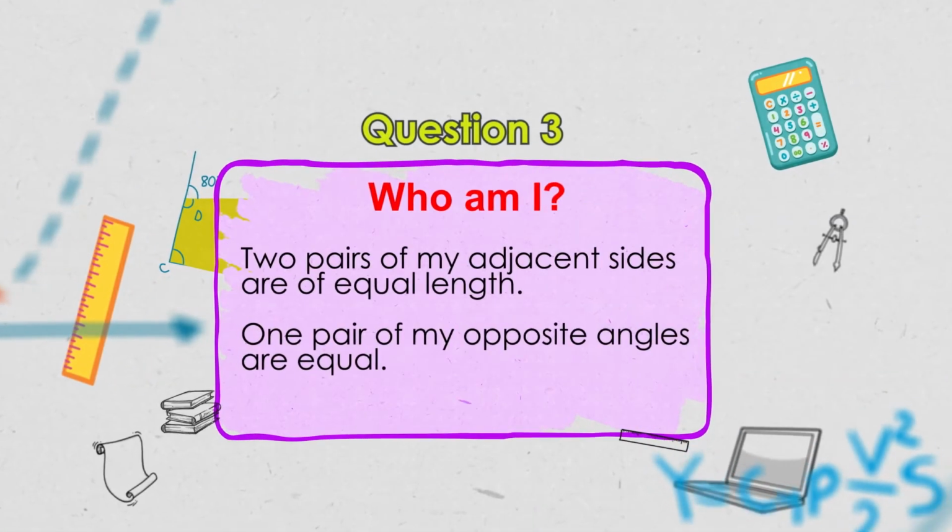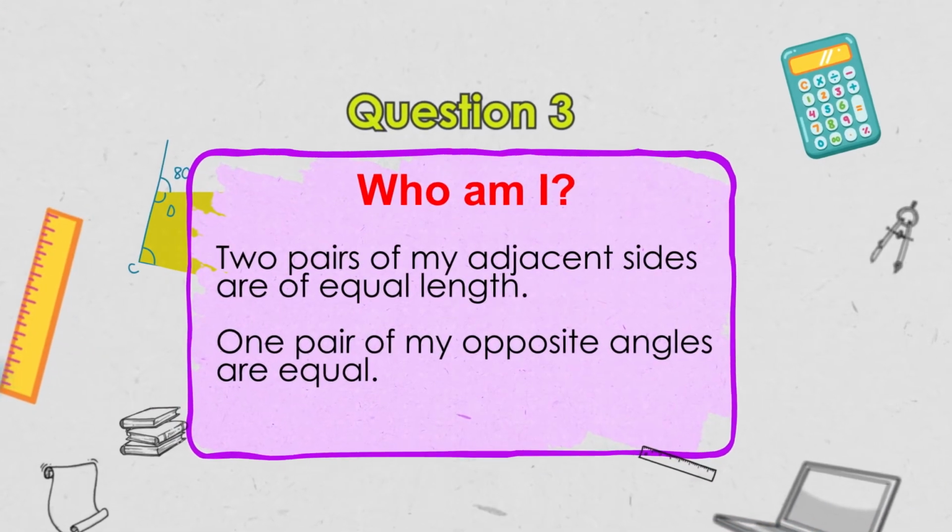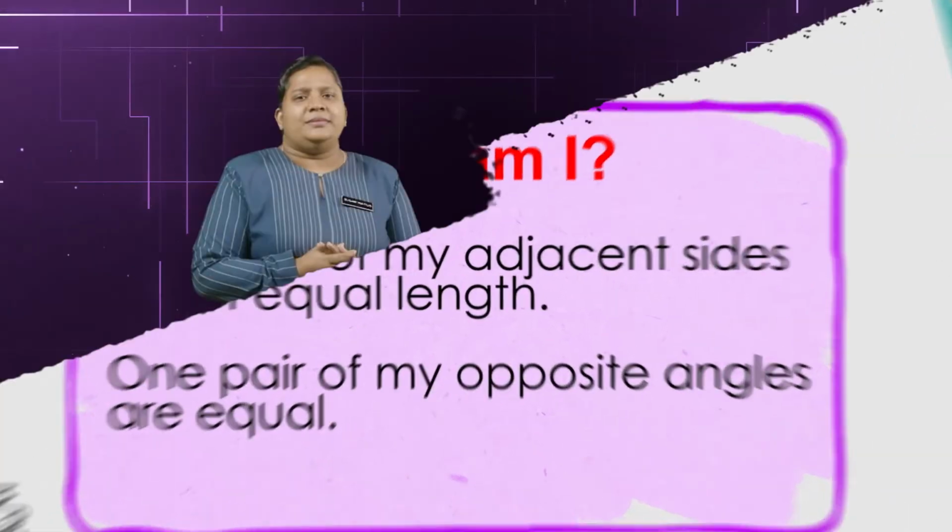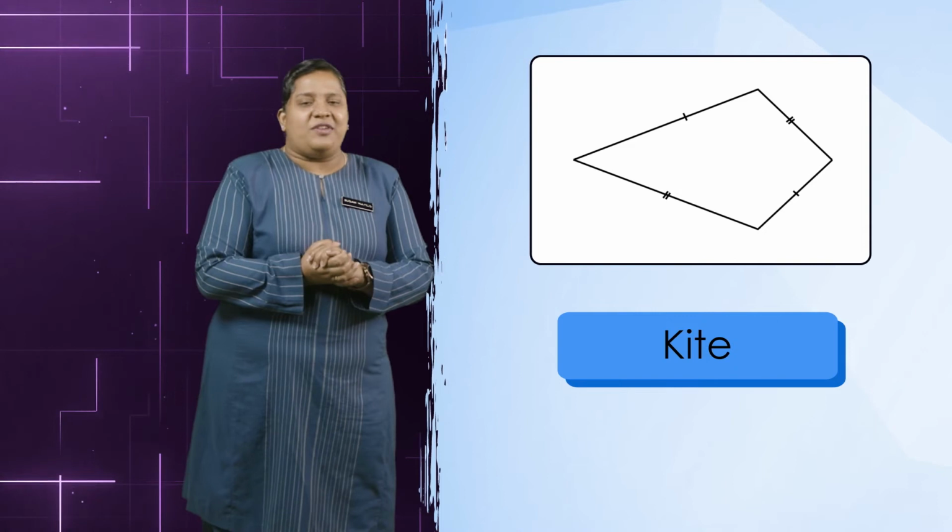Who am I? Two pairs of my adjacent sides are of equal length. One pair of my opposite angles is equal. Could I be a rhombus or maybe a rectangle? Let's think. Great job! Yes, I am actually a kite. That was fun, right?